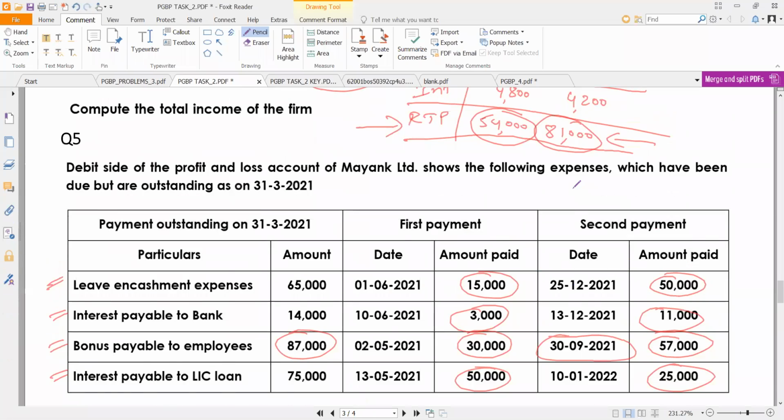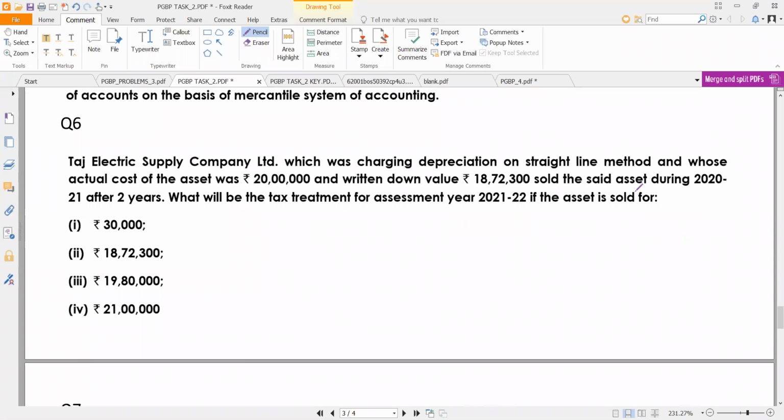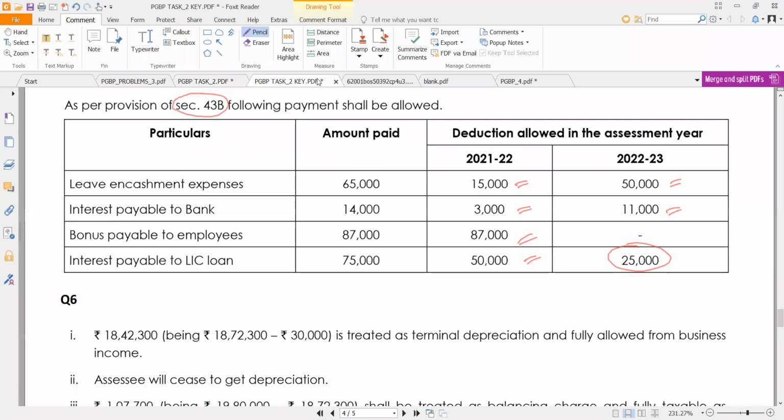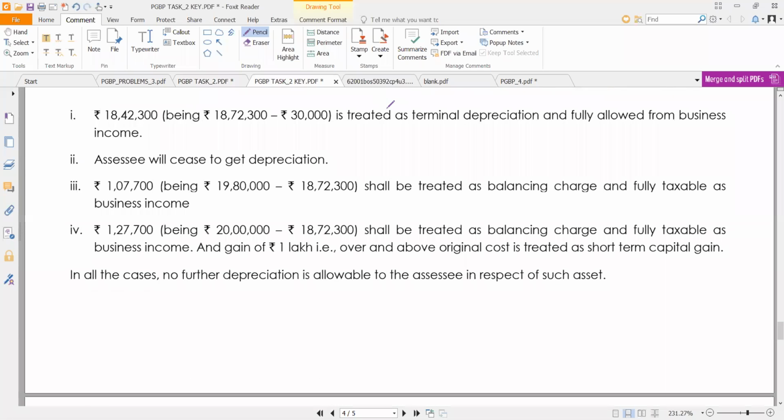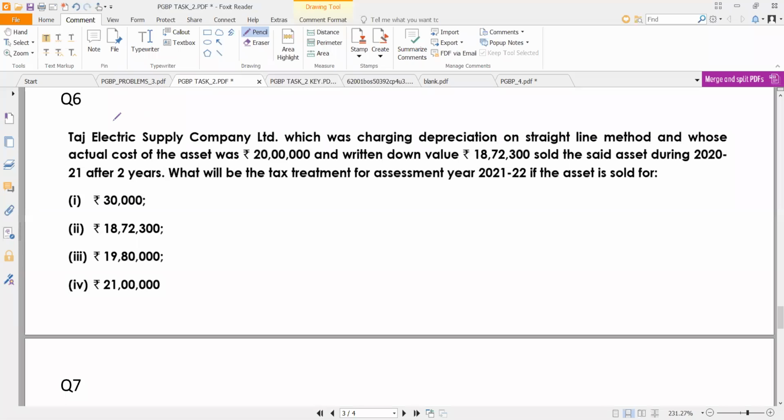That's it. That is about question number five. Question number six also is a straightforward question, which is related to electricity companies, where they are charging depreciation on the straight line method and the actual cost was 20 lakhs. Written down value was 18,72,300. The asset was sold during the year after whatever number of years. Already the written down value is given, so we don't need to worry about the depreciation.